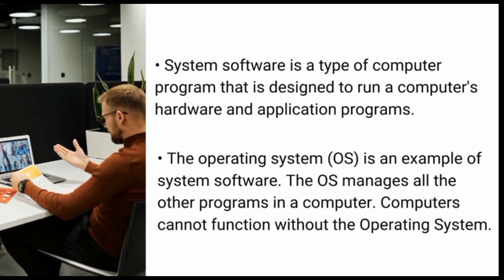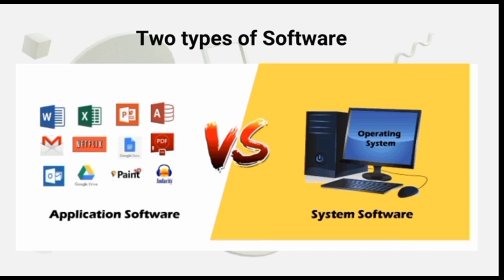The OS manages all the other programs in a computer. Computers cannot function without the operating system. And there are two types of software, which are the application software and system software.